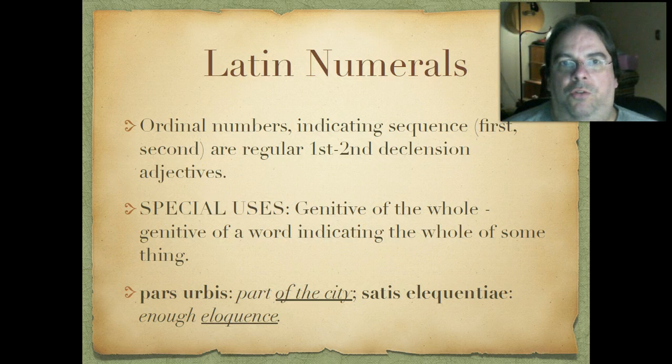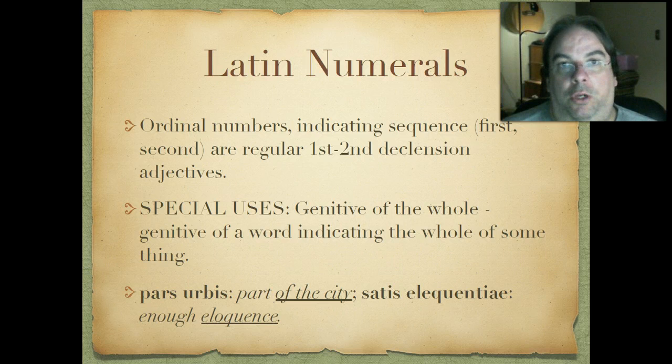So here are some special uses from this chapter. Again, look in the back at the ordinals: primus, secundus, tertius, things like that. Here are some special uses for some of these cases. Genitive. We have this thing called genitive of the whole. It indicates that the word is a whole of some other thing. Like here, an example: pars urbis, part of the city. So the genitive of the whole is the city. And we're just saying pars urbis, part of the city.